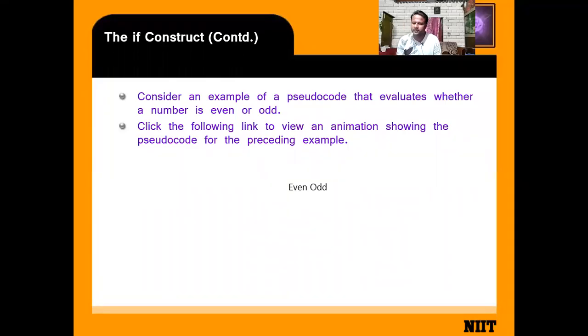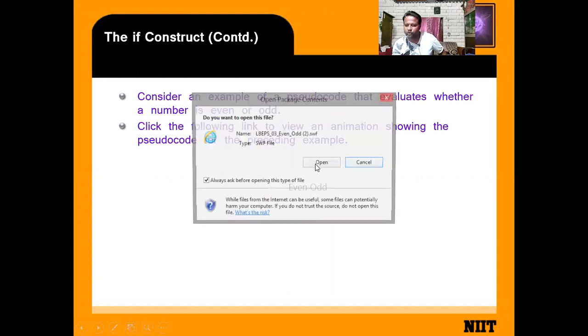Conditional statement. In the conditional statement, we have to pass an even and odd number. We have to check whether the number is even or odd. So let's check here how the program is working.